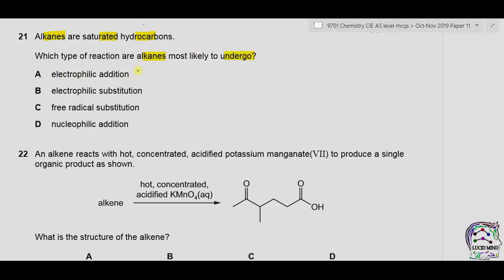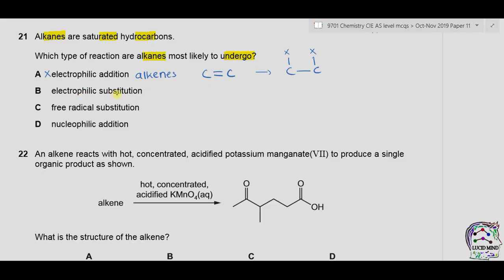First is electrophilic addition. Now, electrophilic addition occurs in alkenes because there is a double bond present, and the double bond is converted into a single bond and some product is added. So A is incorrect.